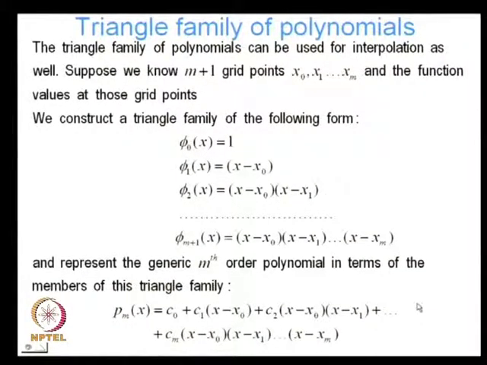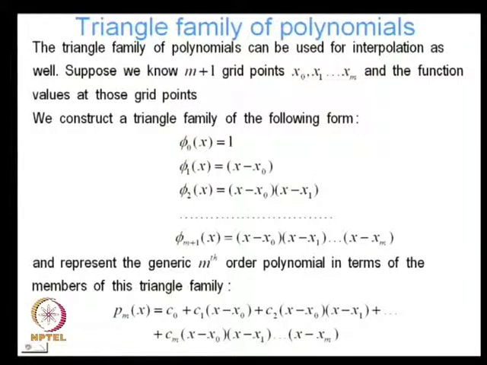The triangle family of polynomials can be used for interpolation as well. Suppose we know m plus 1 grid points x0, x1 through xm and the function values at those grid points. So we can construct a triangle family of polynomials using those grid points, right. So I construct my first polynomial to be equal to 1, right, my second polynomial to be x minus x0, x0 being the first grid point, phi 2 as (x minus x0) times (x minus x1), and so on until I get phi m plus 1, which is (x minus x0)(x minus x1) up to (x minus xm).